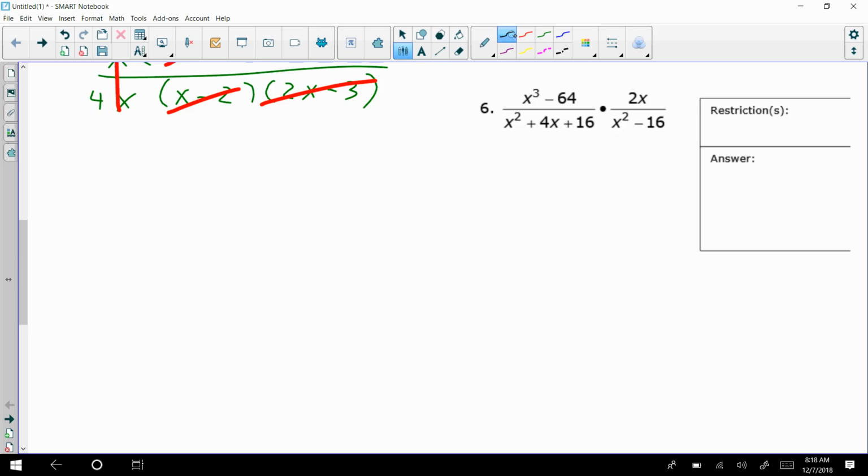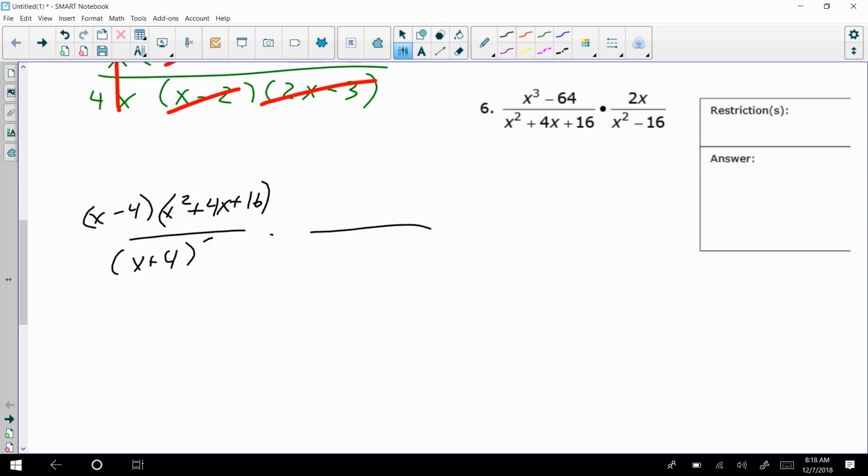Next one is a multiplication problem. So multiplication, we don't have to flip. So the first one is a cubes problem. So we have x minus 4, then x squared plus 4x plus 16. Then we have the simple ABC, x minus 4, actually that's a plus 4, and then x plus 4 again. And then we have the 2x on top, and then we have x plus 4 and x minus 4.